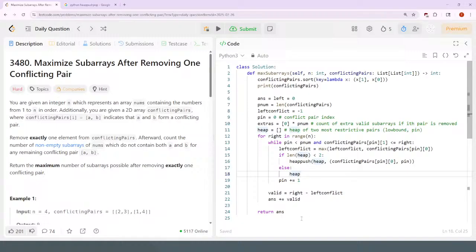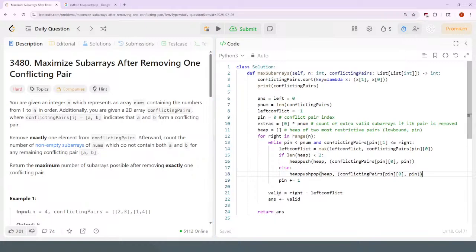Okay, and then this is going to be heap push pop onto the heap, the conflicting pairs for this pin. So the top element of the heap should be the less restrictive conflict pair, and the second one should be more restrictive because it's a bigger index.